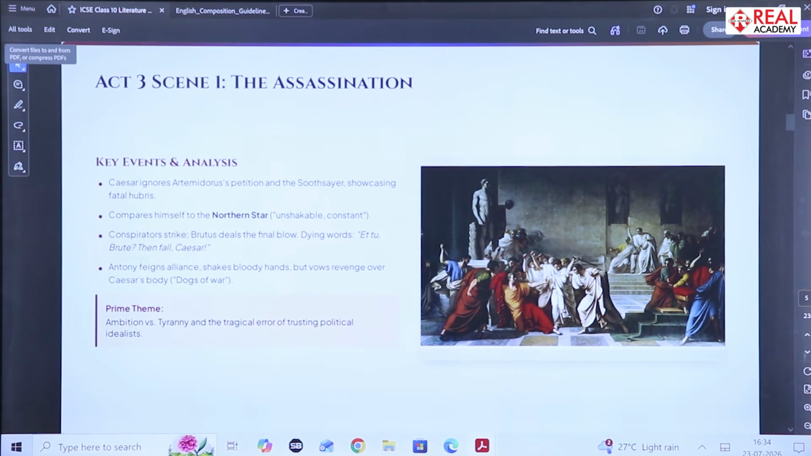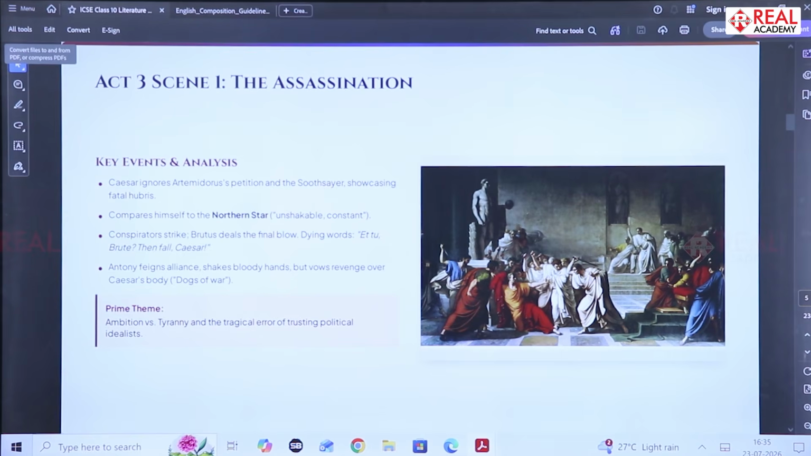After the conspirators leave, Antony reveals his true feelings. Standing beside Caesar's body, he mourns his friend and predicts that Rome will suffer terrible civil war, violence, and bloodshed because of this murder. He vows that Caesar's spirit will inspire revenge.